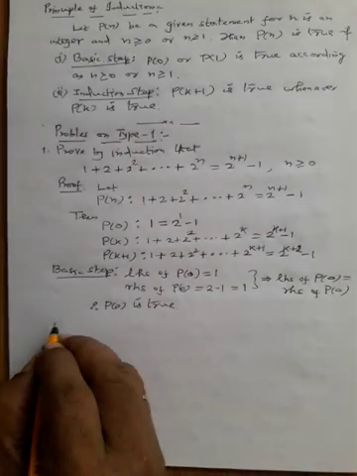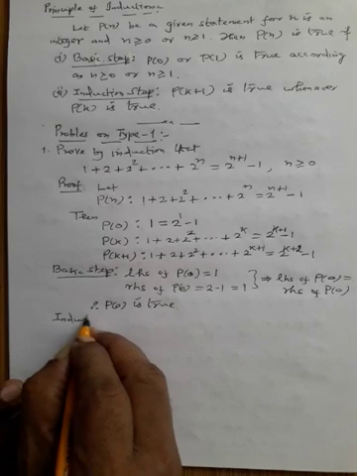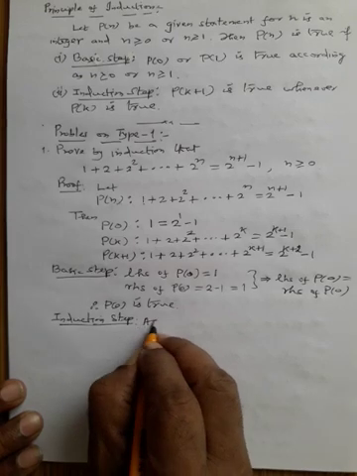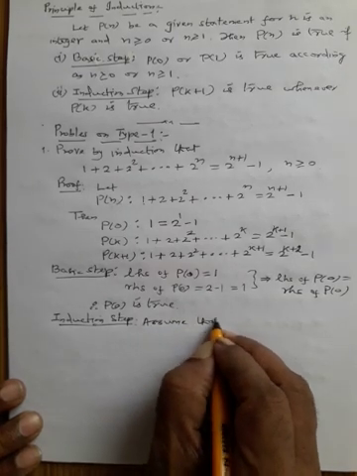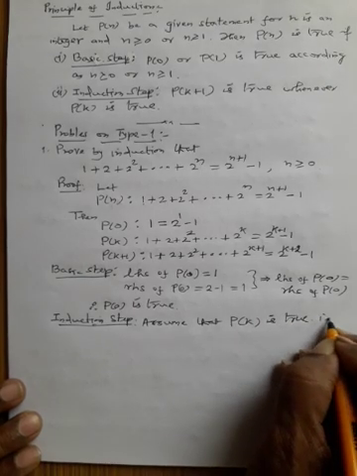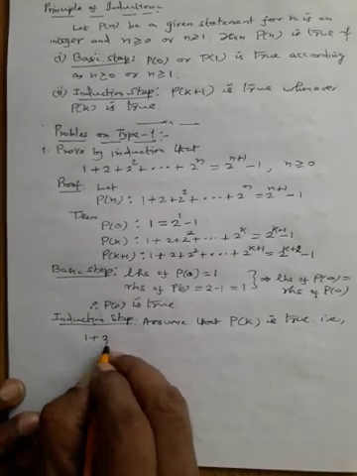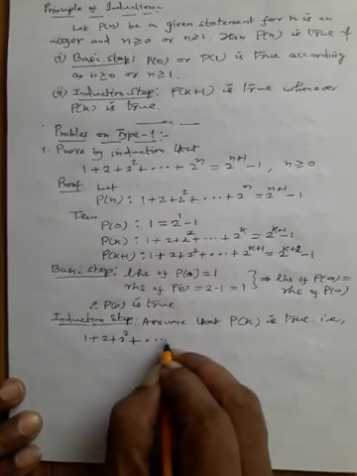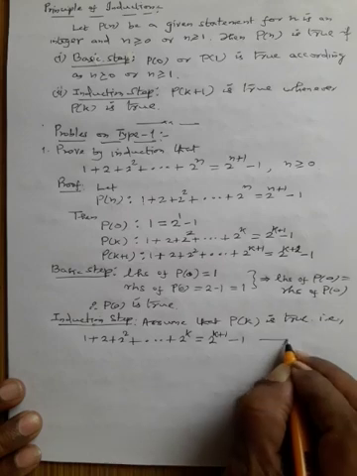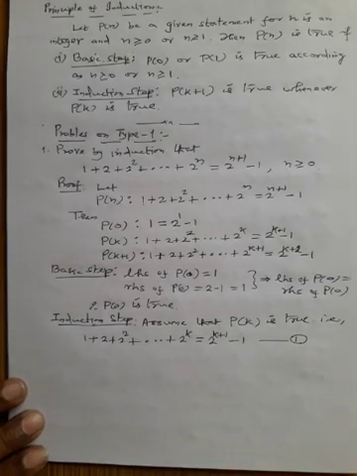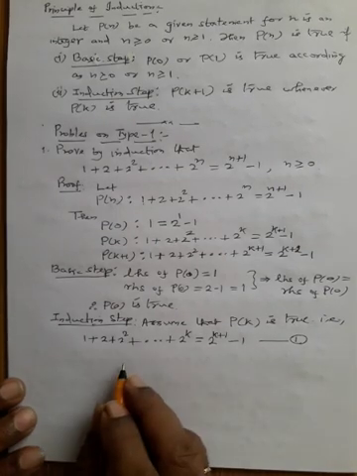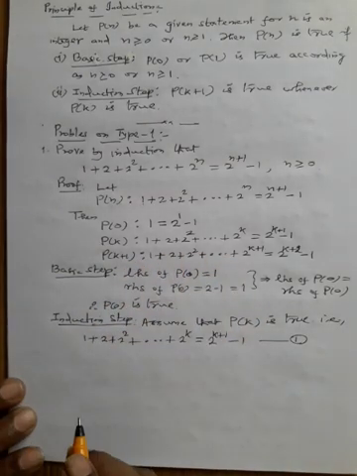Now we will assume the induction step. Assume that P of k is true. That is, 1 plus 2 plus 2 squared plus etc. plus 2 power k is equal to 2 power k plus 1 minus 1, equation number 1. Now using this, we have to prove P of k plus 1 is also true.